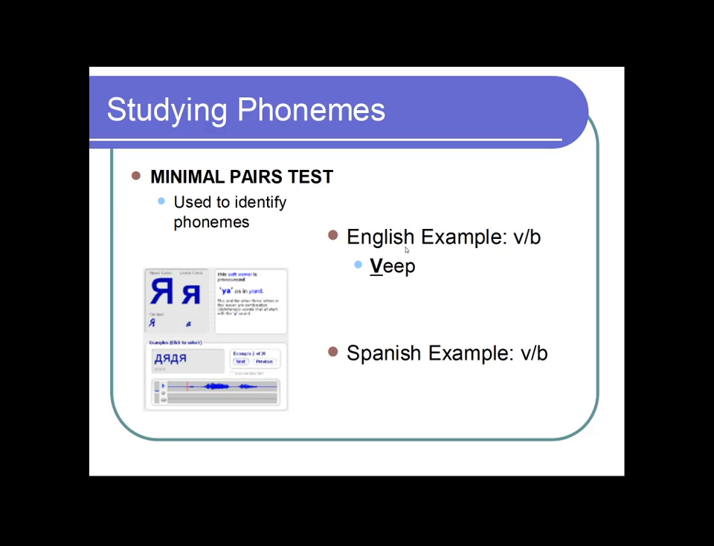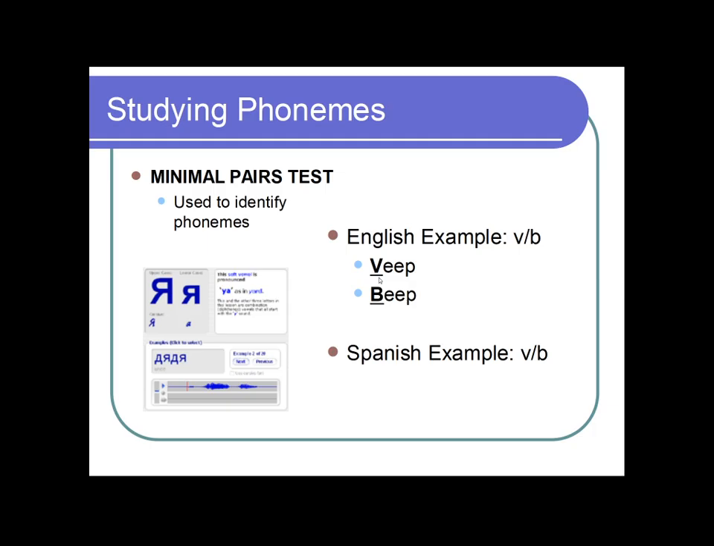So what we're going to do is ask a native speaker what happens when we change the V to a B. So find a native speaker and say veep, and then if they don't know what the word means, we can explain it, whatever. But then we say beep and ask them if we changed the meaning of the word. And we did in this case.